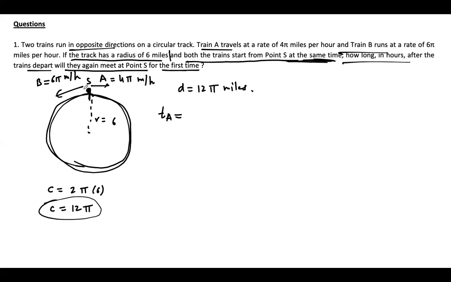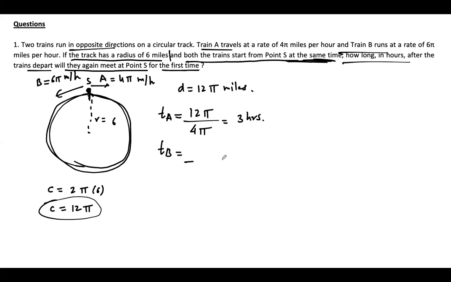I'm not saying both trains are meeting for the first time. I want to ask, when will A come to this point for the first time again? The distance is the full 12 pi, upon the speed, which is 4 pi. So the answer is 3 hours. Train A will reach point S in 3 hours.